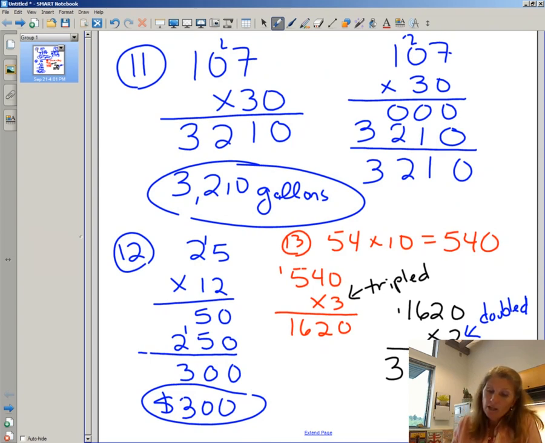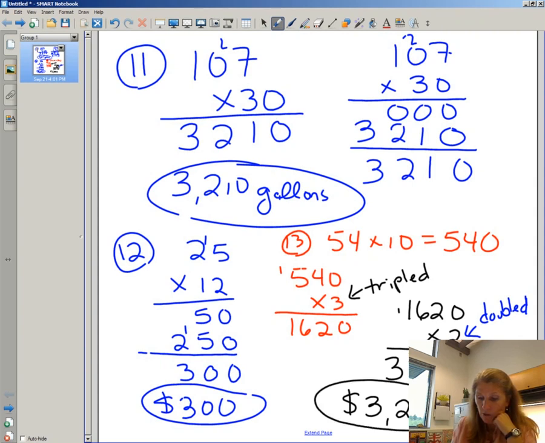3,240. I originally bought the stock, he did, whoever it was, John, he paid $540 for that stock. It tripled, then it was worth $1,620. That doubled, which means that the cost or the value of his stock after it tripled and doubled is $3,240. So nice little profit for John.